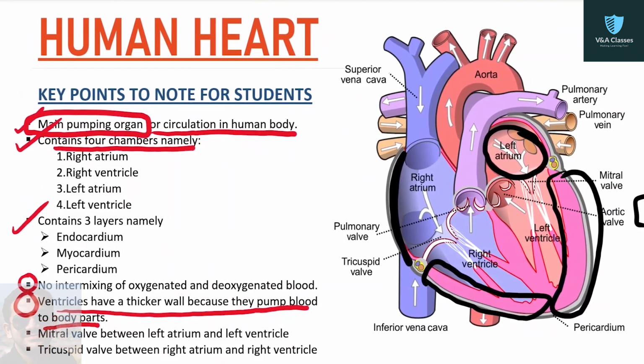Now let's come to the next point: the mitral valve is between the left atrium and left ventricle, and the tricuspid valve is between the right atrium and right ventricle.